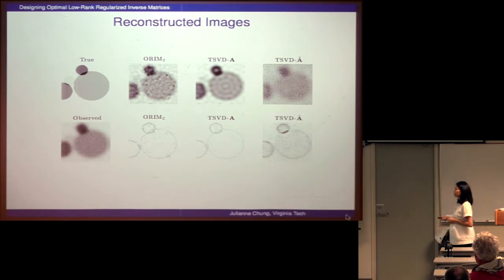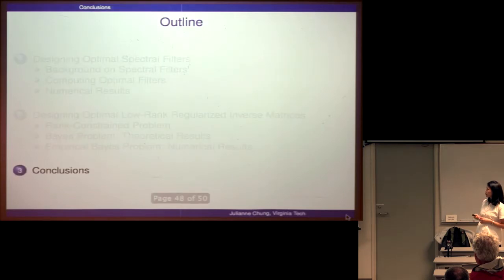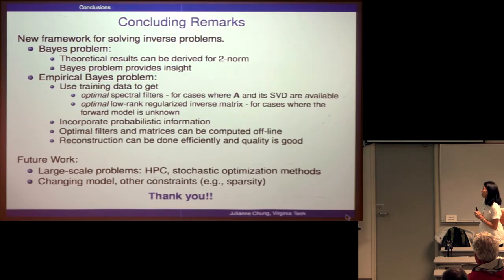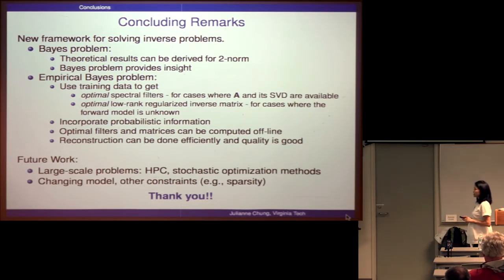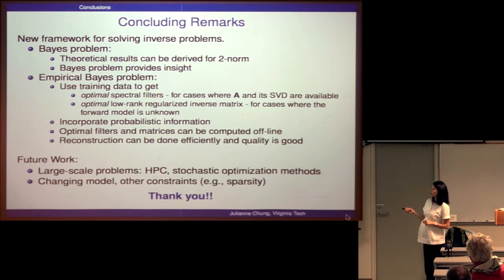get very good reconstructions. So to conclude, I've described a new framework for solving inverse problems. We talked about two different settings. The Bayes problem gives us some insight into our problem, and some results can be derived specifically for the 2 norm, but in general, the Bayes problem is not really something we want to be solving in real life. The empirical Bayes problem, however, is what we're using.